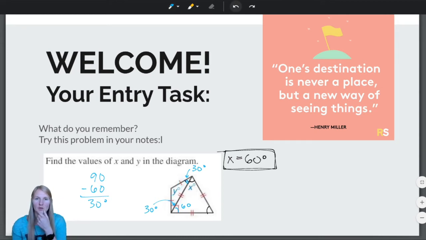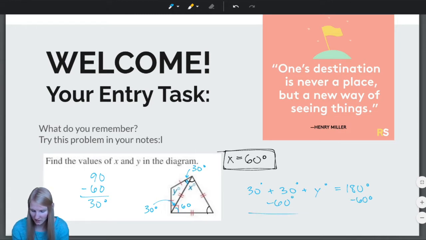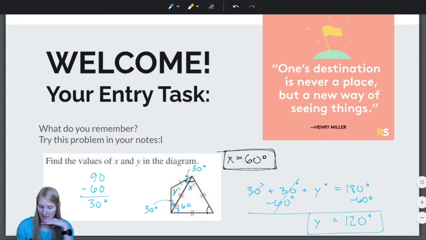Now, if both of them are 30 degrees, I know that all the angles in a triangle add up to 180. So I just need 30 plus 30 plus the measure of angle y equals 180 degrees. So we'll subtract 60 from both sides, since 30 plus 30 is 60. And that gives us that y is equal to 120 degrees. So we found x and we found y.